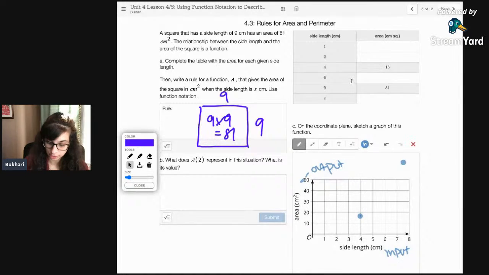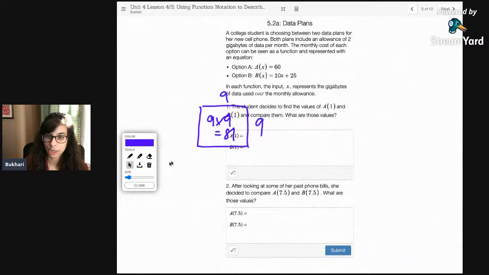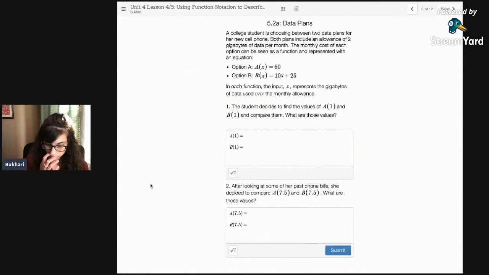The top right, I have a table. But my bottom left, I have a rule algebraically that you yourself will write down. And on your coordinate plane, you're going to sketch your graph. So these are all 3 different representations of functions as well. And so I want you to continue to do that when it comes to lesson 5.2.